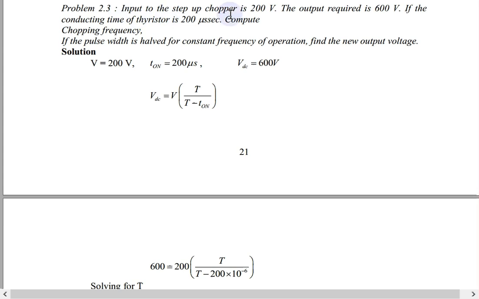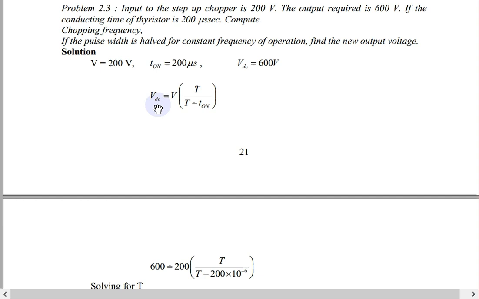The input to a step-up chopper is 200 volt. The output required is 600 volt. If the conducting time of the thyristor is 200 microseconds, compute the chopping frequency. If the pulse width is halved for constant frequency operation, find the new output voltage. So we have Vs equal to 200 volt, turn on time 200 microseconds, and VDC output voltage is 600 volt.